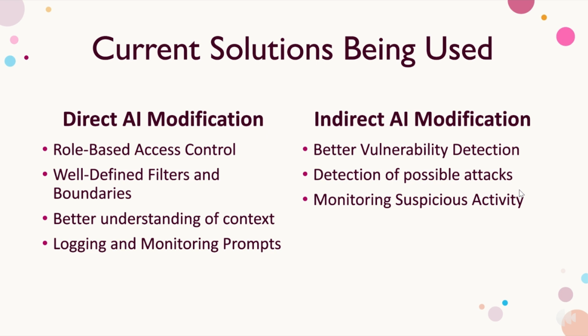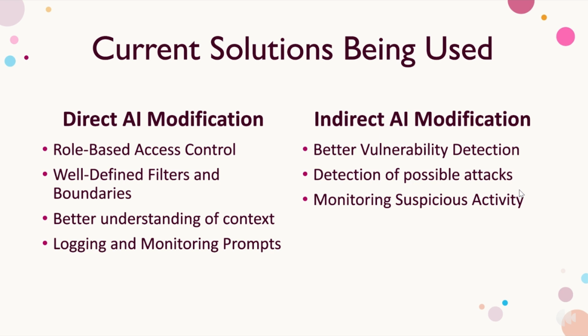So for direct AI modification, there's a couple different things that are being done. First is something called role-based access control, which is basically better defining who's allowed to access what. For example, developers are being assigned roles of a developer, and administrators are assigned roles. So it basically sort of shows the code who's allowed to access what, and it's better preventing unauthorized users from accessing material or input that they're not.